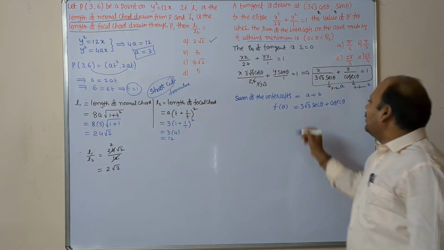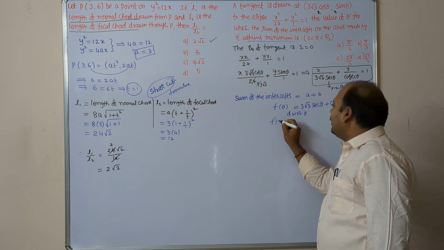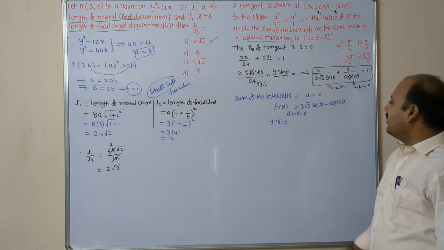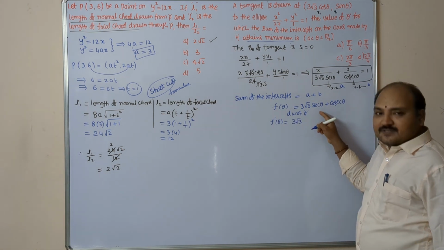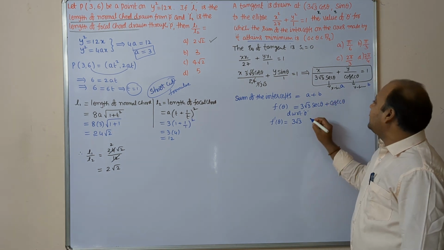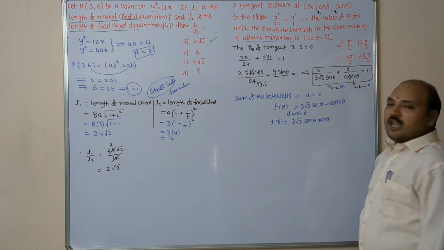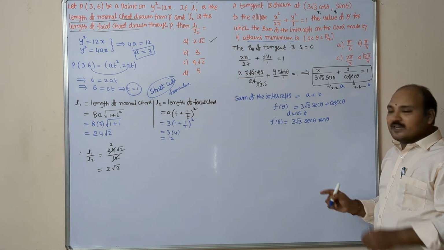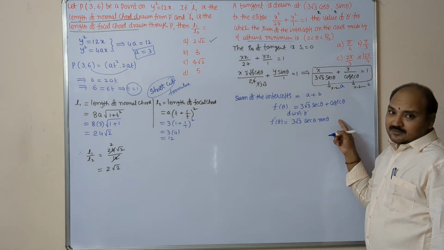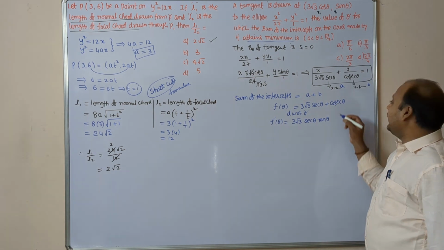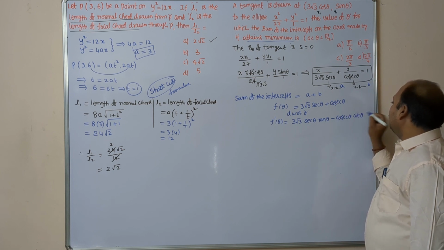f dash of theta. So differentiate with respect to theta. 3 root 3 is constant. d by dx of secant x is secant x tan x, so d by d theta of secant theta is secant theta tan theta. d by dx of cosecant x is minus cosecant x cot x, so d by d theta of cosecant theta is minus cosecant theta cot theta.